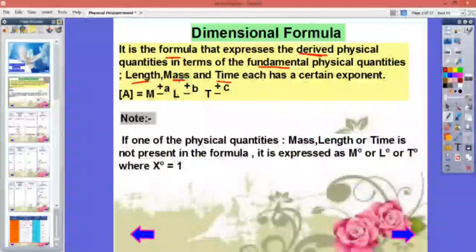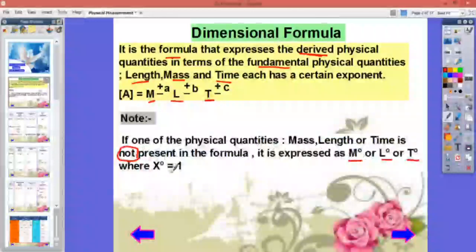L capital. Dimensional formula of mass? M capital. Dimensional formula of time? T capital. With a power, positive or negative, a, b, c, where a, b, c are numbers. This is an important note: if one of the physical quantities, mass, length, or time, is not present, it does not exist in our formula. How can we express that? It's expressed as M power 0, or L power 0, or T power 0.